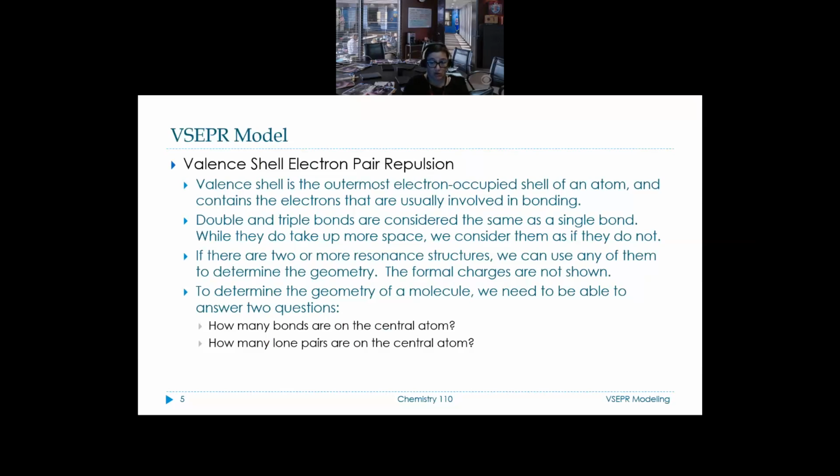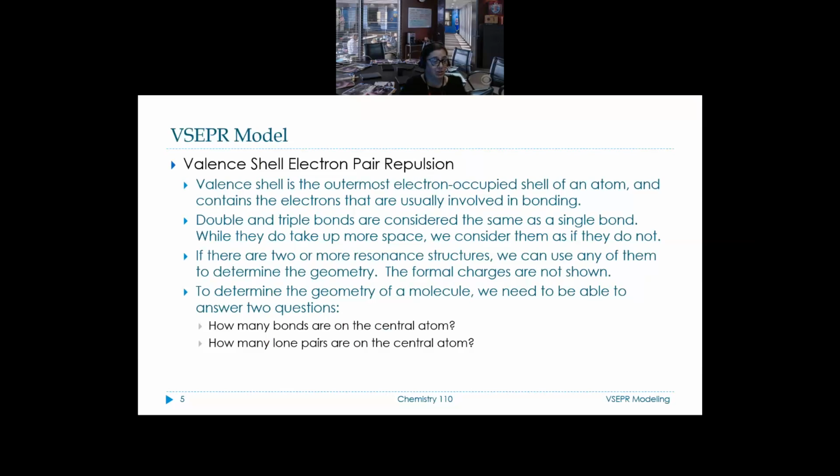If there are 2 or more resonance structures, we can use any of them to determine the geometry. The formal charges are not shown when we talk about molecular geometry. We can use any of those resonance structures because they're all partially correct. So to determine the geometry of the molecule, we need to be able to answer 2 questions: how many bonds are on the central atom, and how many lone pairs are on the central atom?